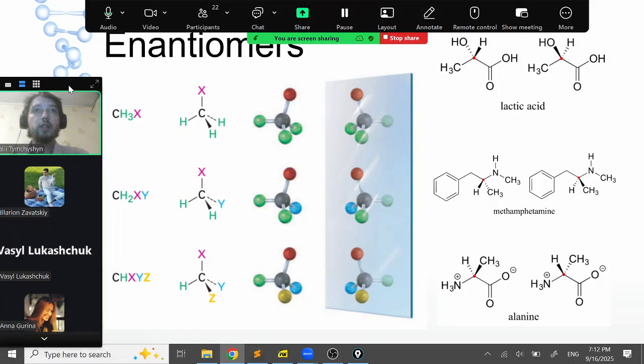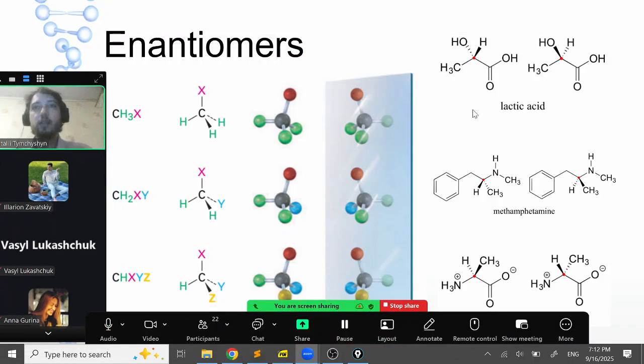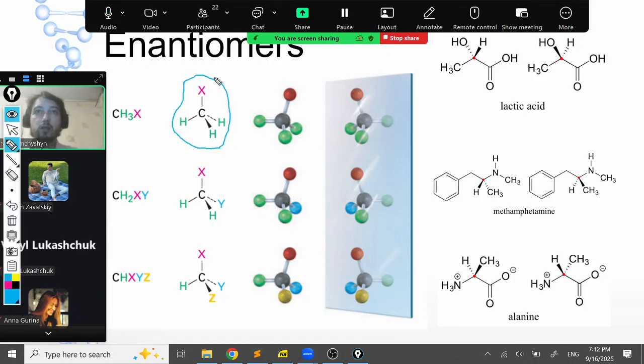Okay, one more interesting thing, enantiomers. These are the molecules that are mirror images of each other. So here is an example, a few different molecules, and this example should basically underline why we care about the chiral center and why it makes so much difference. So let me start with this molecule. It has just one substituent.